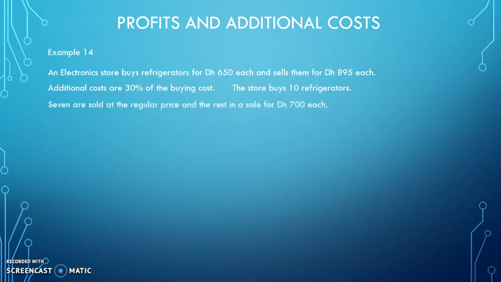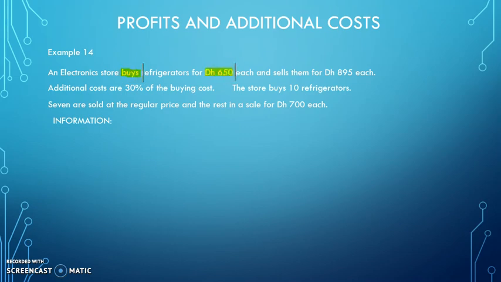7 of the refrigerators are sold at the regular price of 895. And the rest, which would be 3, are sold in a sale for 700 dirhams each. Now, because we've got so much information here in the question, let's try and organise it. So, what have we got first?